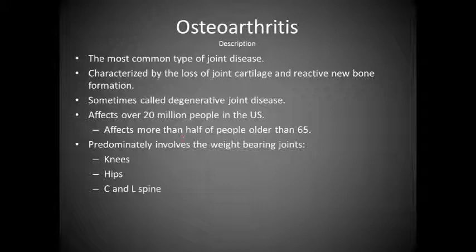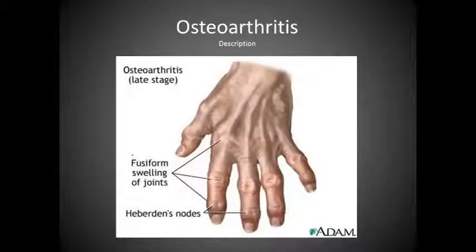Not to be confused with osteoarthritis. The most common type of joint disease is osteoarthritis. It is characterized by the loss of joint cartilage and reactive new bone formation. Sometimes it's called degenerative joint disease, and it affects over 20 million people in the United States as we speak. It affects more than half of the people older than 65 in the United States. And it predominantly involves the weight-bearing joints such as knees, hips, cervical, and lumbar spine. So we see that osteoarthritis is affecting those areas where weight is being borne, and rheumatoid arthritis affects the non-weight-bearing portions of the body.